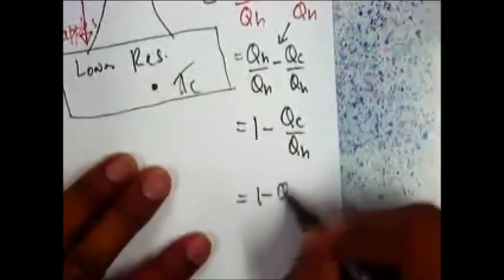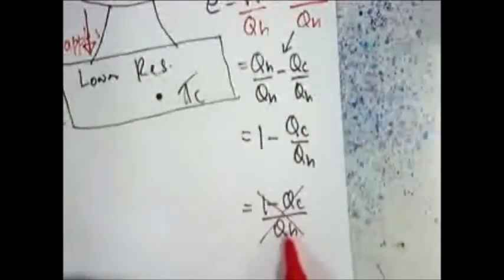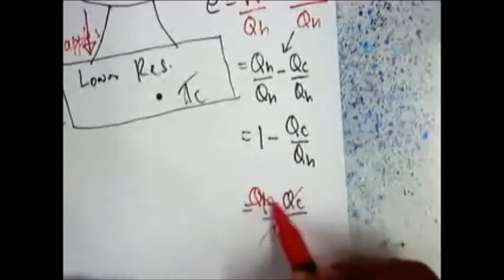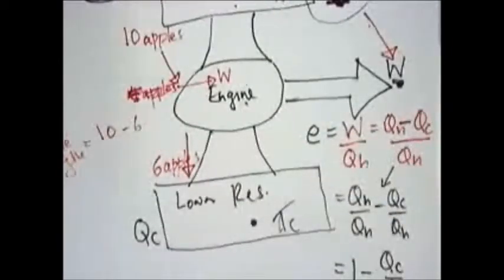Now be very careful. I've seen some students say the formula is 1 minus QC, then over QH. This is wrong. The formula is 1 minus QC over QH as a single fraction. If you write the formula the other way, then instead of 1 you need to put QH there. This is how you find the efficiency of an engine. This formula applies to any engine, a real engine and a theoretical engine.